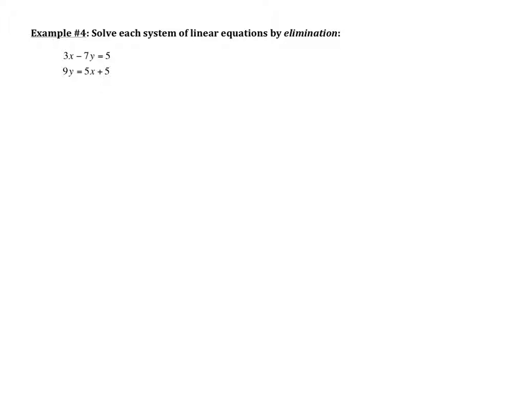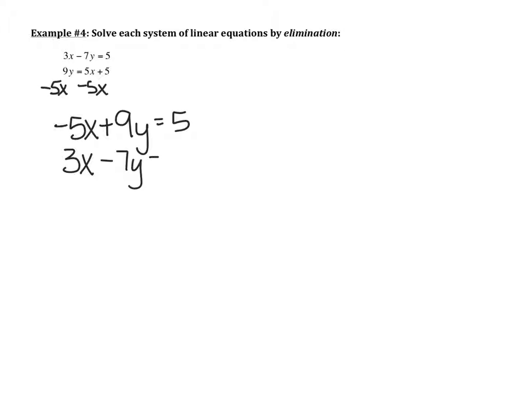So again, not everything is lined up, so that'll be our first step. I'm going to move this 5x from the right to the left, and I'm going to put it in front of the y, since that's what the first equation is in order of. So negative 5x plus 9y equals 5, and I'll just recopy the first equation so I can see the two equations better together.